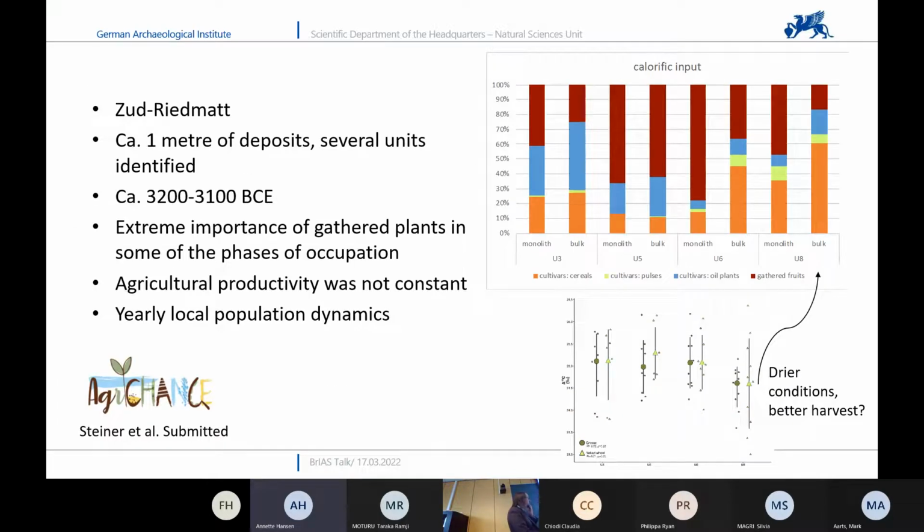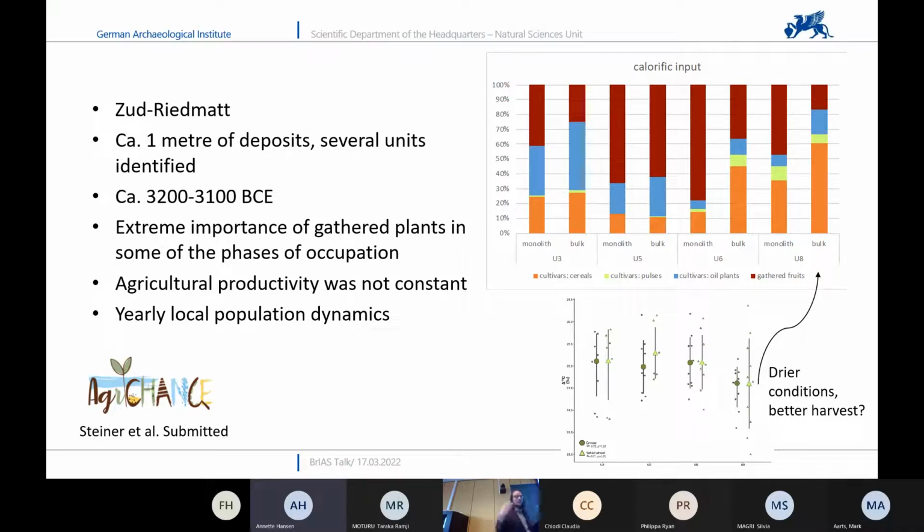Very similar results were gotten at this other pile-dwelling site, where we had different phases within 100 years of occupation. And what you see here in dark brown is the calories also estimated for wild plants. And what is interesting is that it's not stable over time. So we probably have a very flexible economy where, when necessary, gathering was very systematically done in high amounts. And maybe when not necessary, it could be reduced. And in this case, it coincided with several proxies that indicate drier climate.